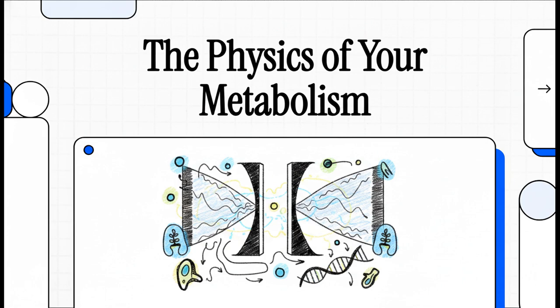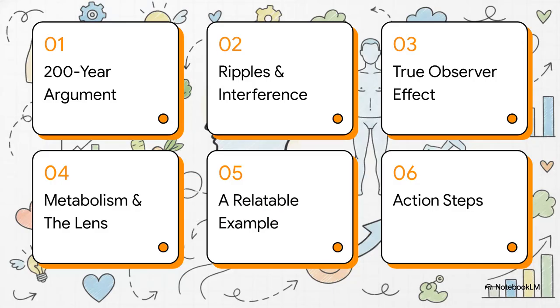Let's dive in. Here's a quick look at our roadmap for today. We'll briefly cover the 200-year argument, look at ripples and interference, and then uncover the true observer effect. From there, we'll connect the dots to your metabolism and the lens you use, walk through a relatable example, and finally wrap up with some really clear action steps you can take today.